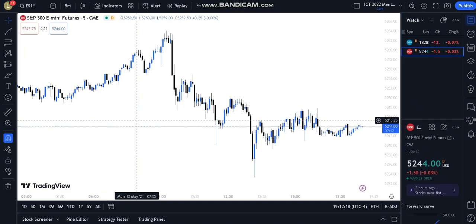All right, so that's what SMT divergence is, and I'm telling you, please trust me on this. It is going to be a very, very useful tool if you implement it correctly.